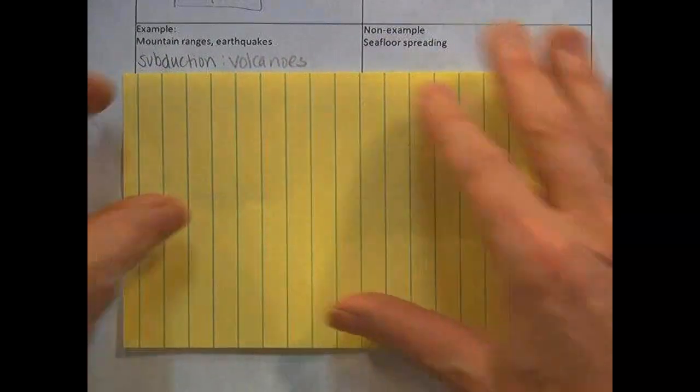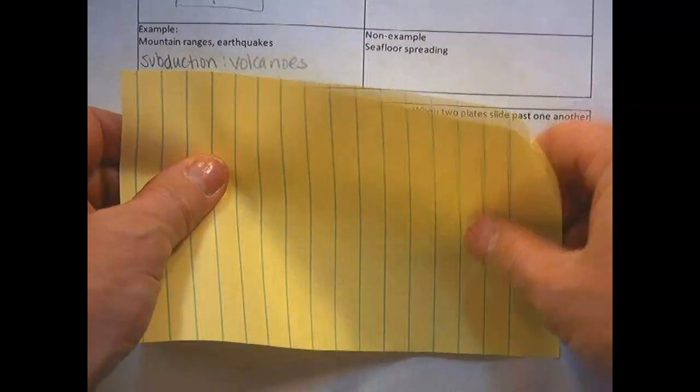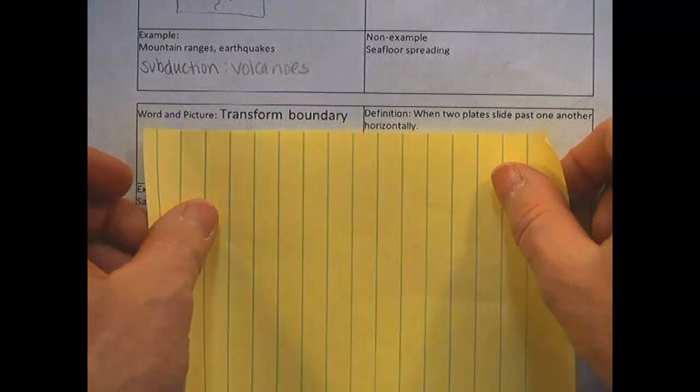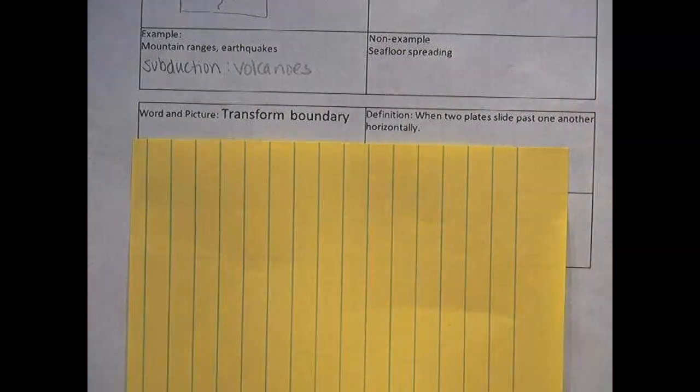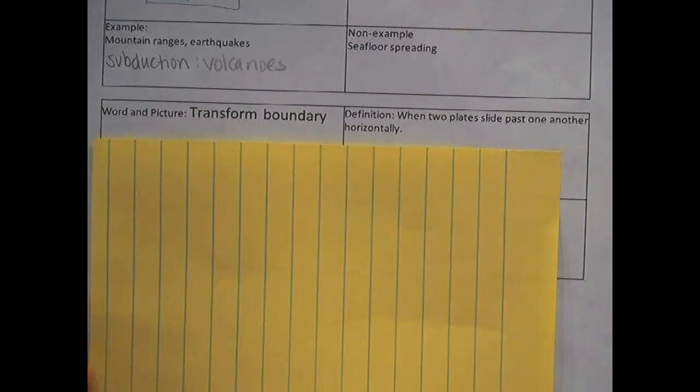All right. And our last word today is a transform boundary. And we can see a transform boundary is when 2 plates slide past one another horizontally. So as your teacher pauses it, go ahead, get the definition, do a drawing of a transform boundary, and then what might we see at a transform boundary and what would we not see at a transform boundary?